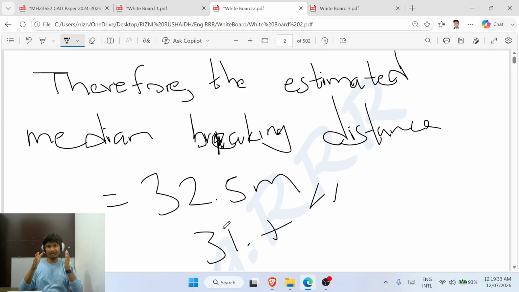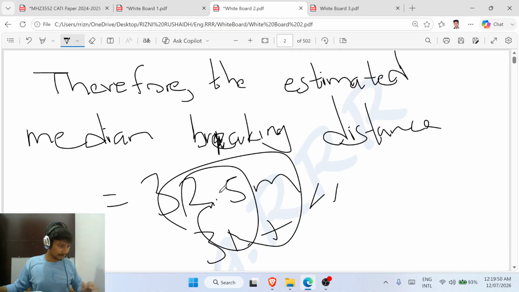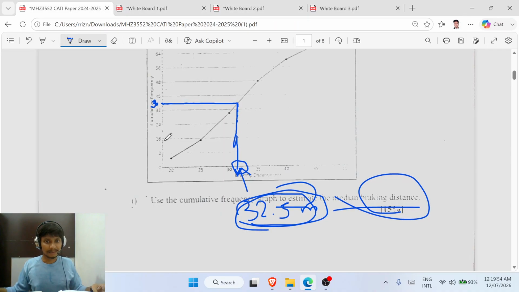You have to get an answer near the exact value, within a small range. Now we have found the answer for the first question. Now let's move to the second question.